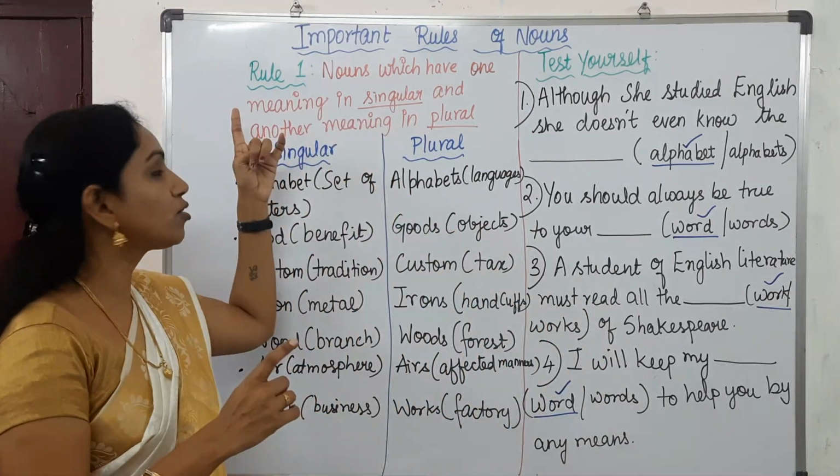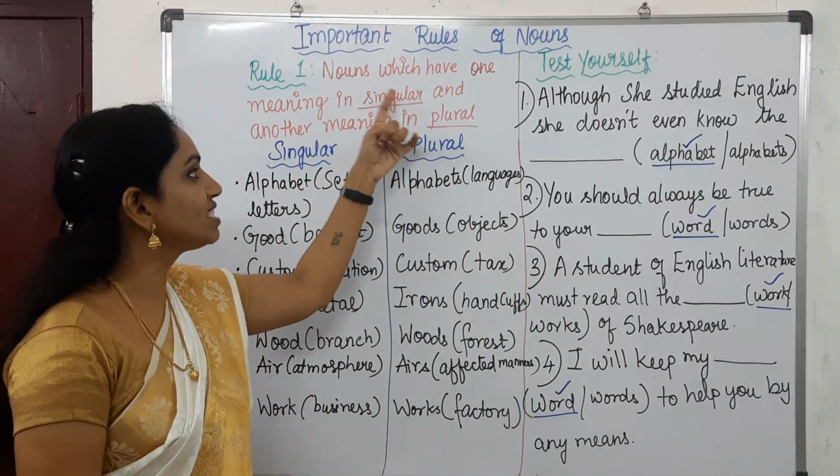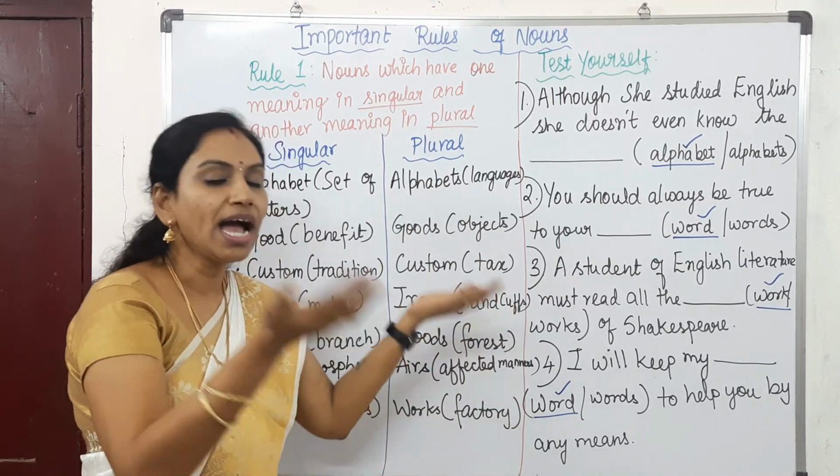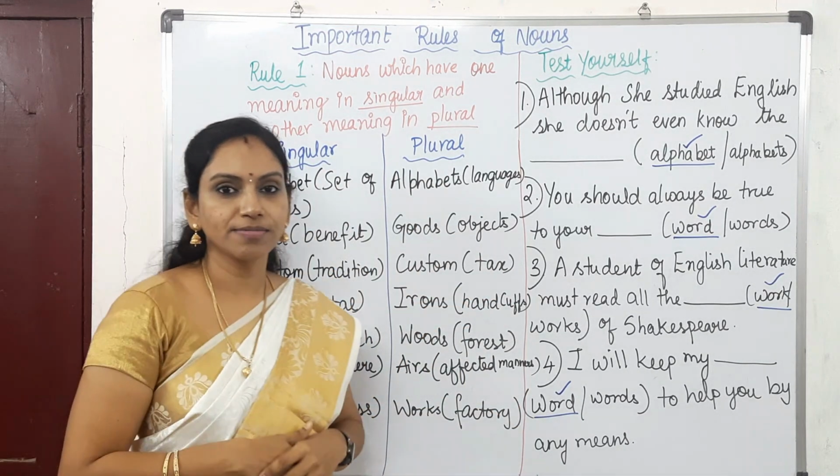So, I will keep my word to help you by any means. So, that is your rule 1. Nouns which have one meaning in singular and another meaning in plural.